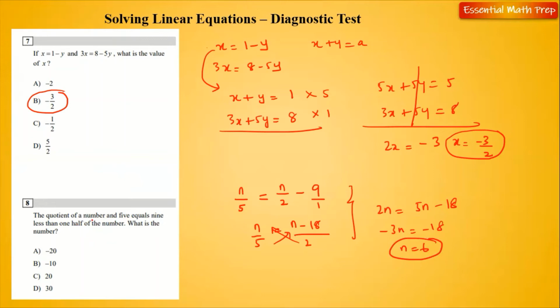The quotient of a number and 5 equals 9 less than 1/2 the number. 2n equals 5n minus... Oh, what a genius I am. 5 times 18 is not 18. I must be given Nobel Prize for mathematics.